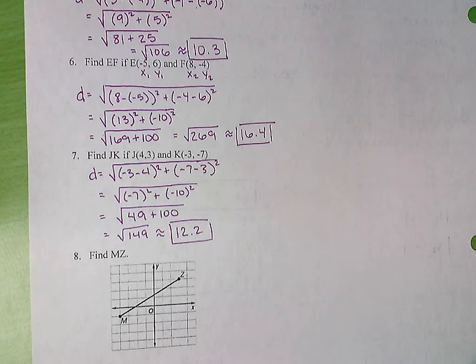All right, I do have number 7 up on the board. You should have gotten the distance to be about 12.2. I didn't show all of my work there. I just didn't label out my points at the very beginning, which you should still do. Still labeling your points. Any questions on number 7?